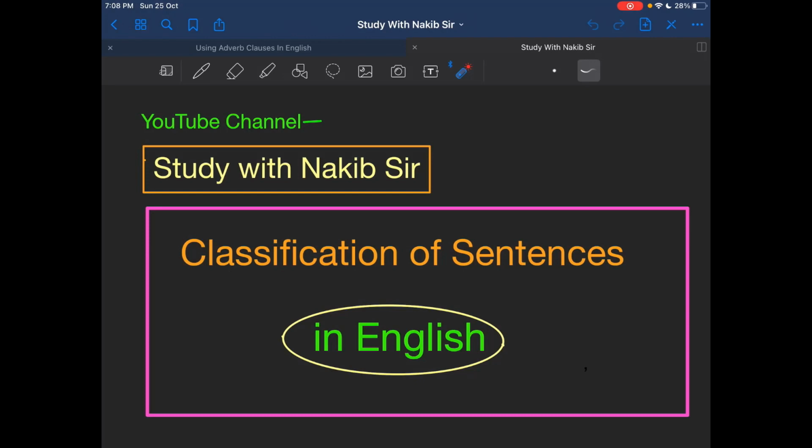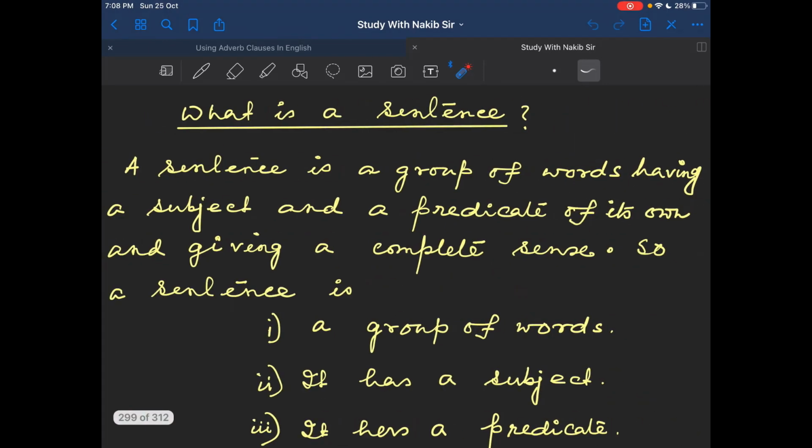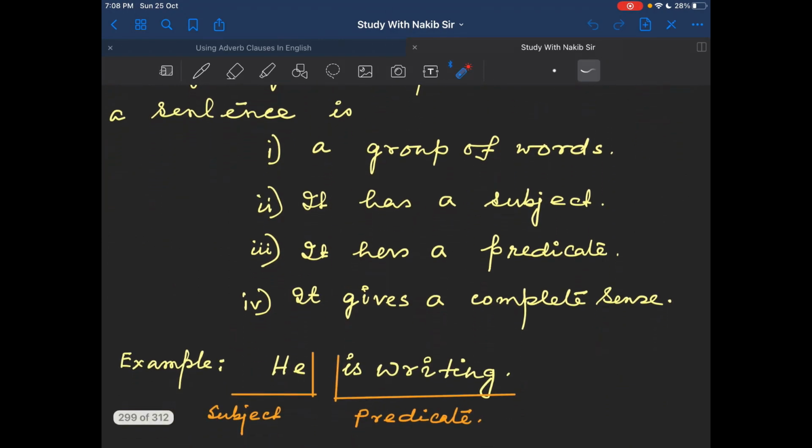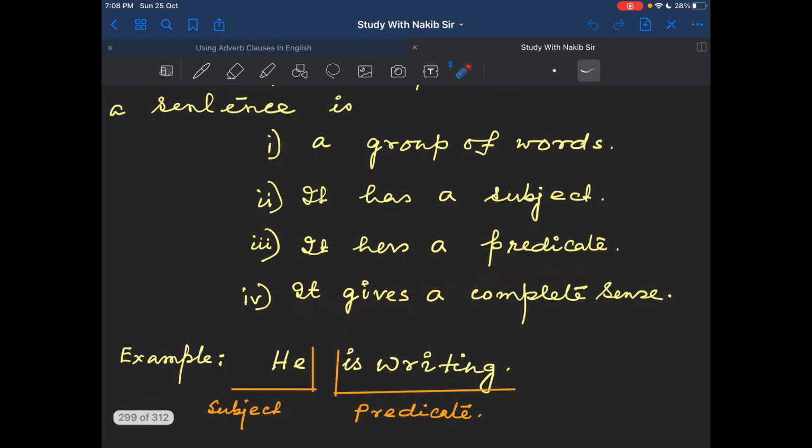Our day's topic is classification of sentences in English. Now see, what is a sentence? A sentence is a group of words having a subject and a predicate of its own and giving us complete sense. So a sentence is a group of words, number 2, it has a subject, number 3, it has a predicate, and number 4, it gives a complete sense. See the example. He is writing. Here he is the subject and is writing is the predicate.